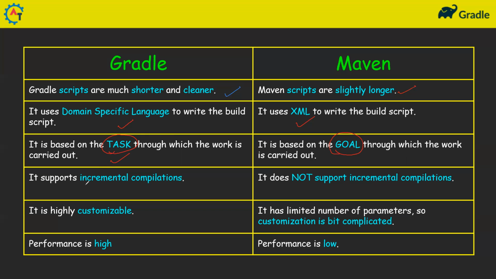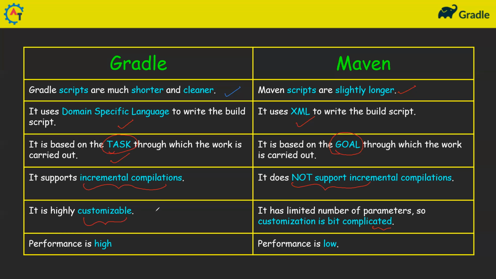Gradle supports incremental compilations, and that is one of the advantages. Because of that, Gradle is fast. But Maven does not support incremental compilations. If there is any change, Maven will compile your entire source code again. Gradle looks only at the changes, and only that part it will compile. So because of that, Gradle is fast. It is highly customizable, but Maven has a limited number of parameters, so customization is a bit complicated.